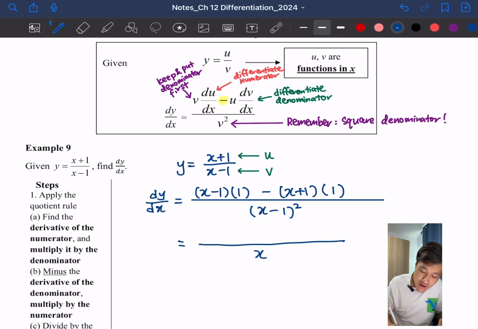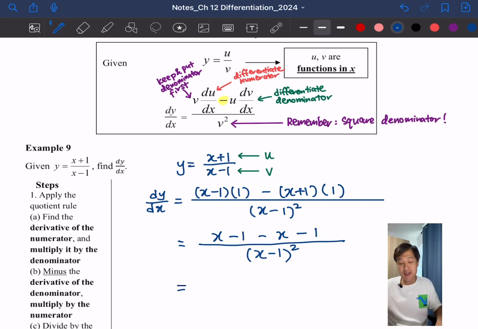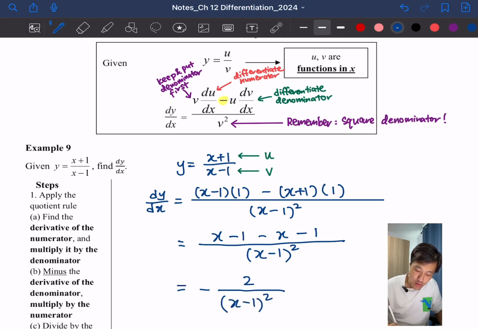So I have x minus 1 squared in the denominator, and then in the numerator I have x minus 1 minus x, and then this minus and a plus here give me a minus. So x minus x is gone, and then we also have negative 1 minus 1, which is negative 2. My final answer will be negative 2 over x minus 1, the whole thing squared.